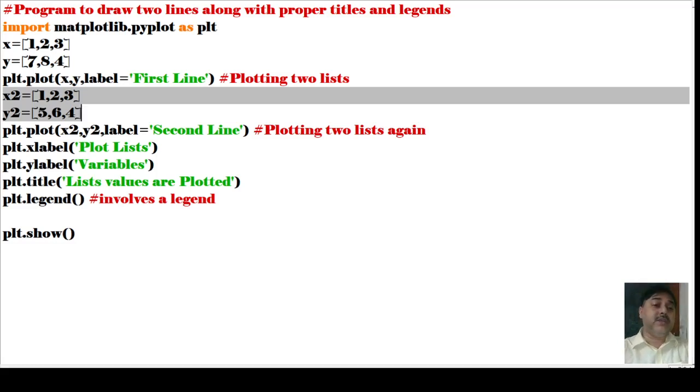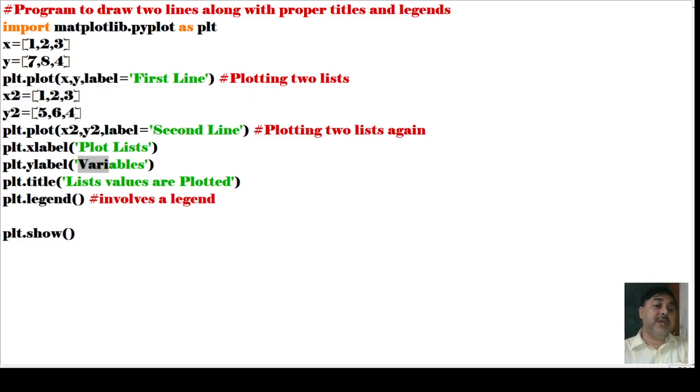Now what I have given is the x label, that means I have named the x label Plot list, and the y label, what name has been given? Variables, isn't it? Then plt.title, list values are plotted. Clear? Then plt.legend, that means we are using this as a legend also. Legend means how we are constructing the structure, what the structure pattern is, and how the structure is going to work.